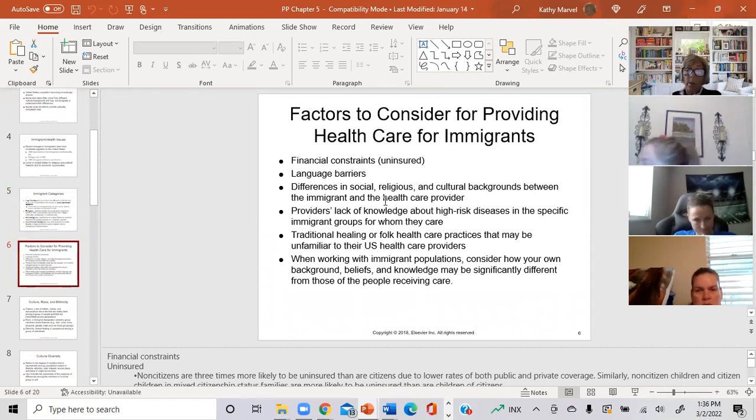Slide 6 is an excellent summary of factors to consider when providing health care for immigrants. So if you're presented a scenario on an exam, it could be an immigrant or it could be a refugee. You're going to have to be able to determine what group of people we're talking about. So here are some factors to consider that you can review on your own.